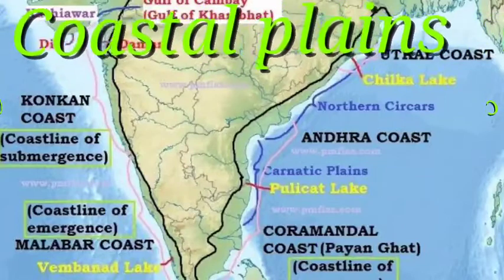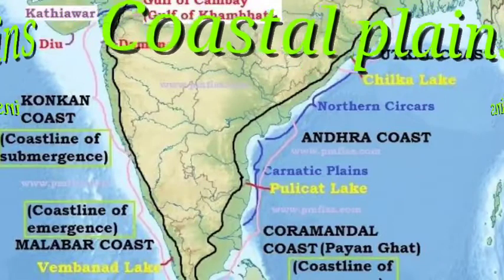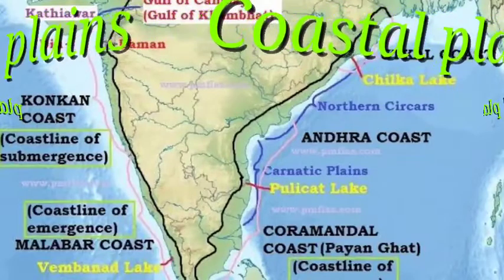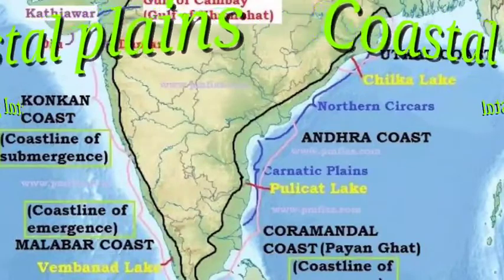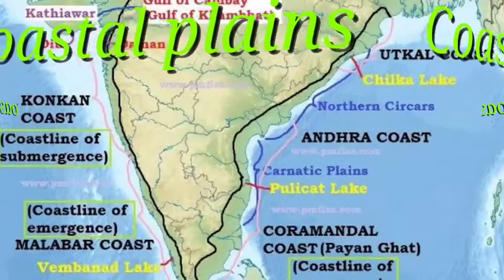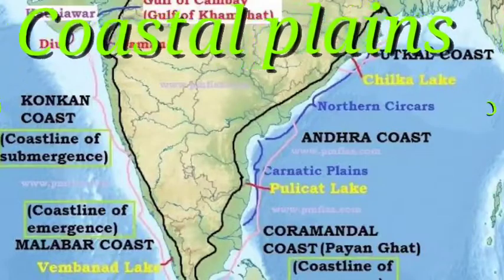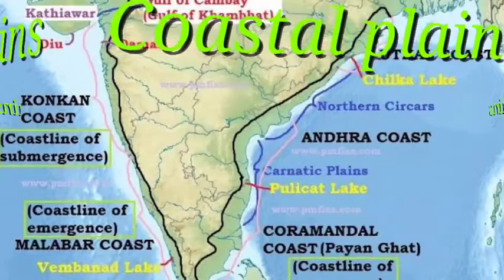It can be divided into three parts: Utkal coast in Odisha, Sarkar coast in Andhra, and Coromandel coast in Tamil Nadu. So these plains are agriculturally developed. Some lakes like Chilka Lake in Odisha, Kolleru freshwater lake and Pulicat in Andhra Pradesh are in these plains.